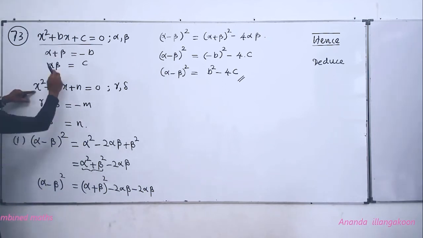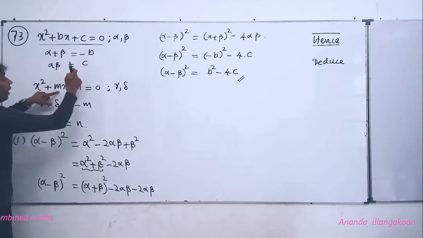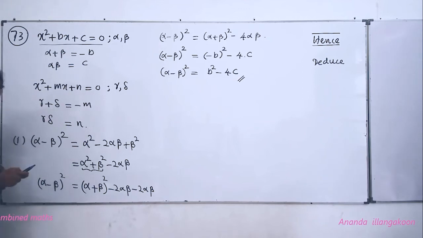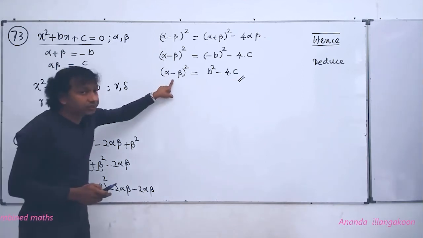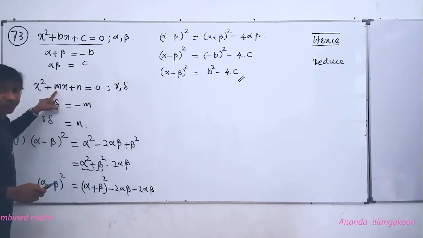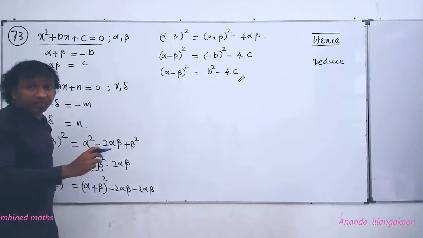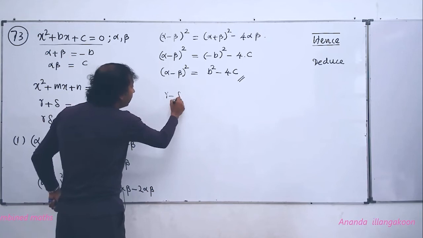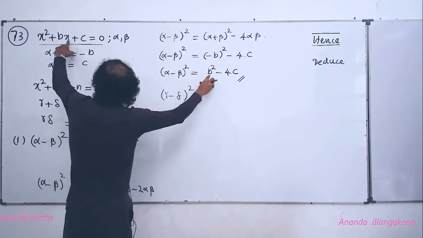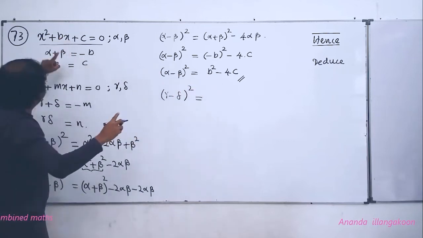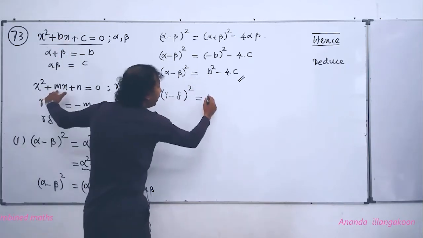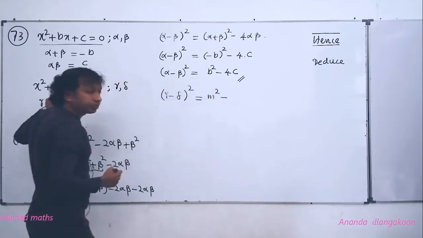For this b, we have m. For this c, we have n. And the roots of this are gamma and delta. By following this result, can't we write for this equation (gamma minus delta) perfect squared? Here b, the middle coefficient, is m, so in place of b it will be m. M squared should be there.